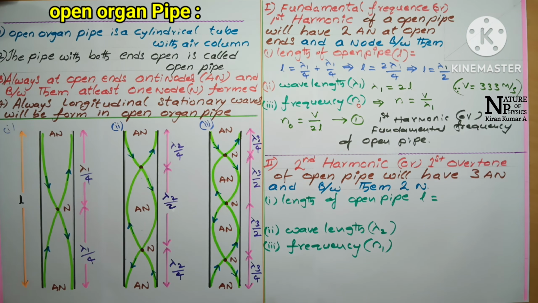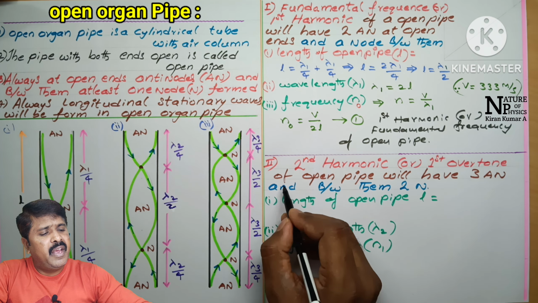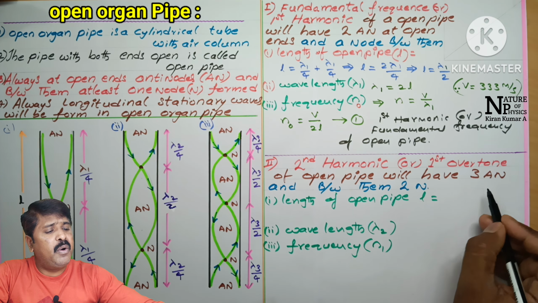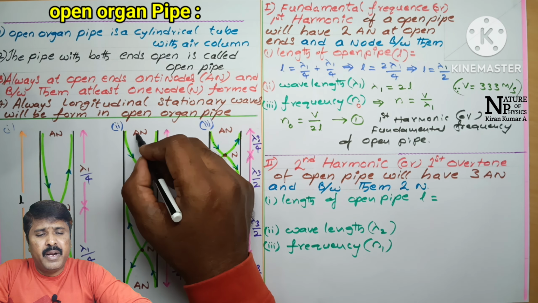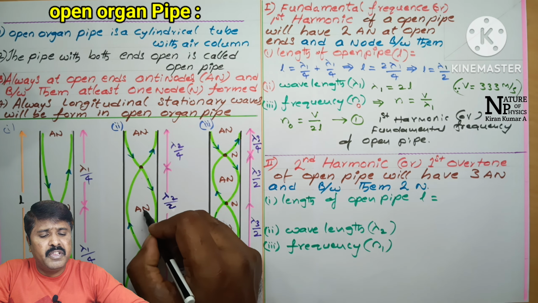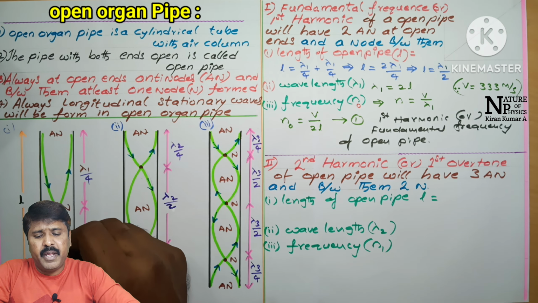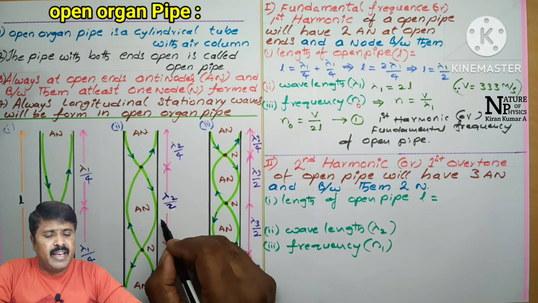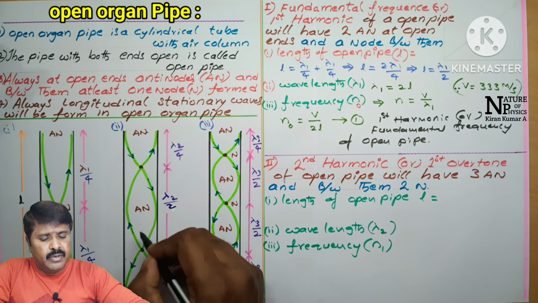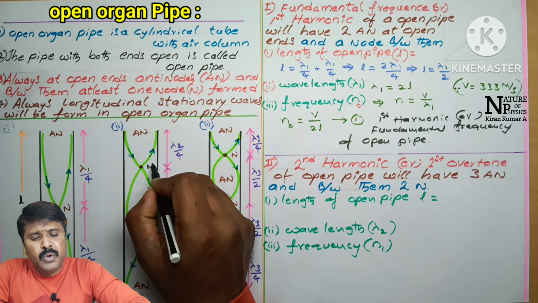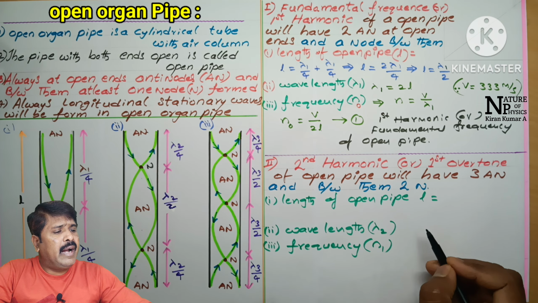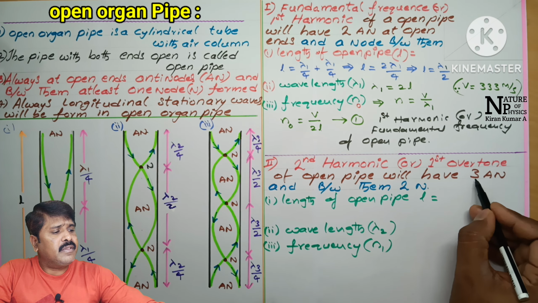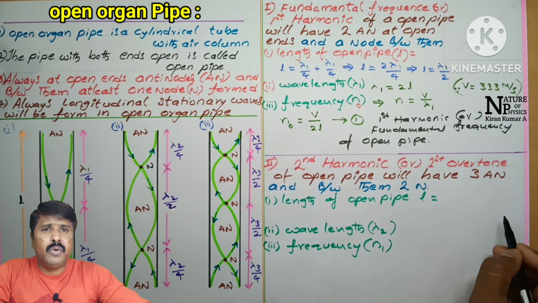Also I will give the proof to you, just wait. The second harmonic of an open pipe will have 3 antinodes. One antinode increases: open ends have 2 antinodes, and between them one antinode forms, comparing the first diagram to the second diagram. So there are 3 antinodes and 2 nodes, student, 1 and 2.